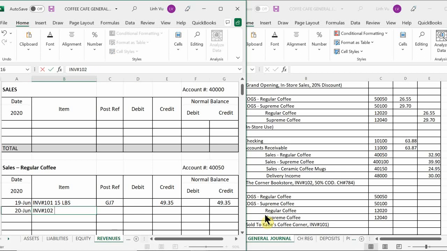How many pounds of regular coffee did we sell? 10. We sold 10, at a total of $32.90. Bring in my grand total in my cost of goods sold for regular coffee to be 82.25.